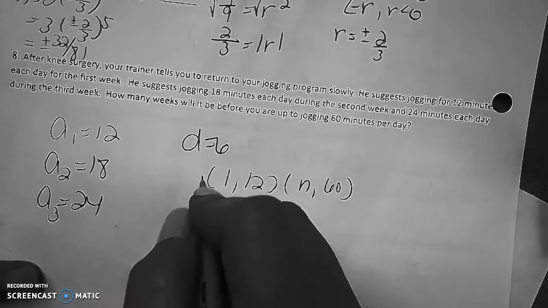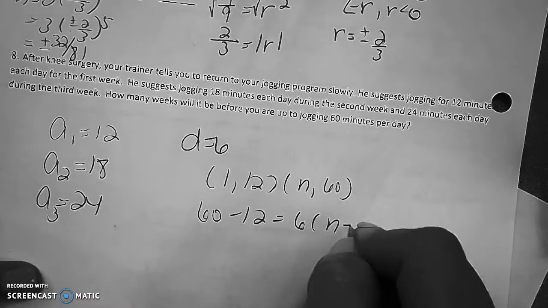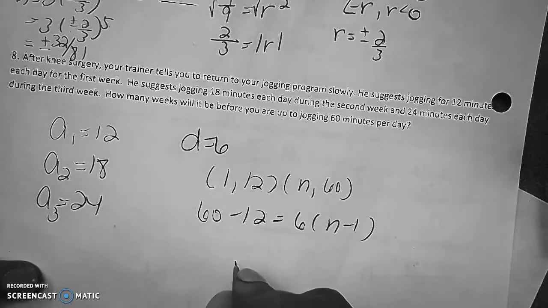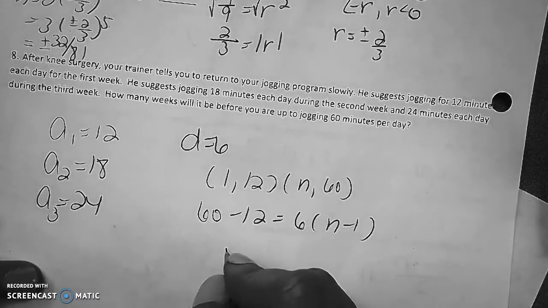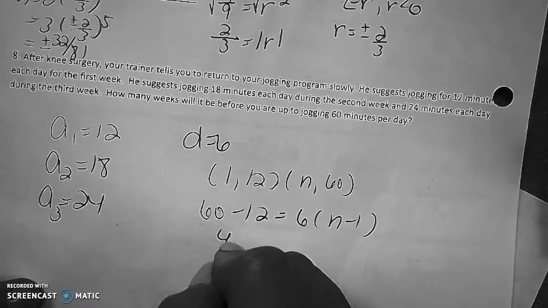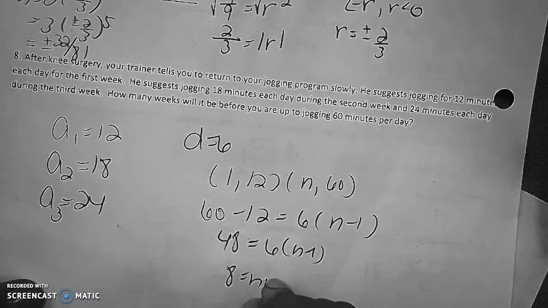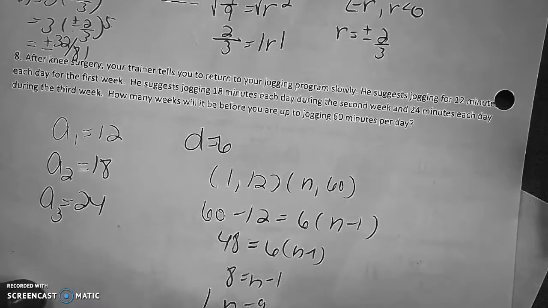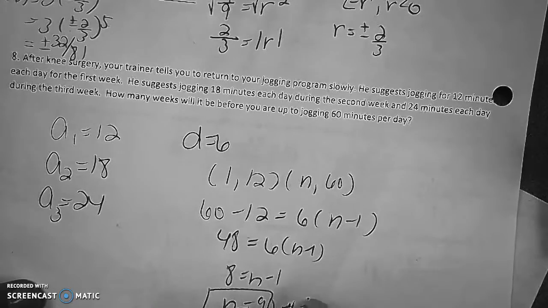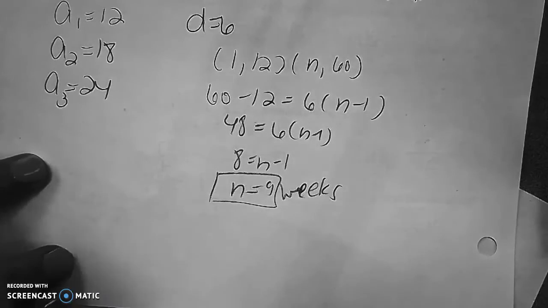We can use explicit formula. So 60 minus 12, it's 48, will equal 6 times n minus 1. So 8 equals n minus 1, so n is 9. And don't forget, since this is an application problem, oh, you can't see it, I need to put weeks on there.